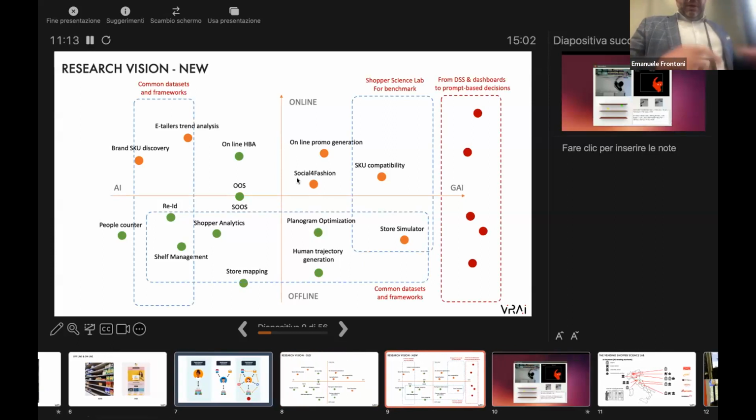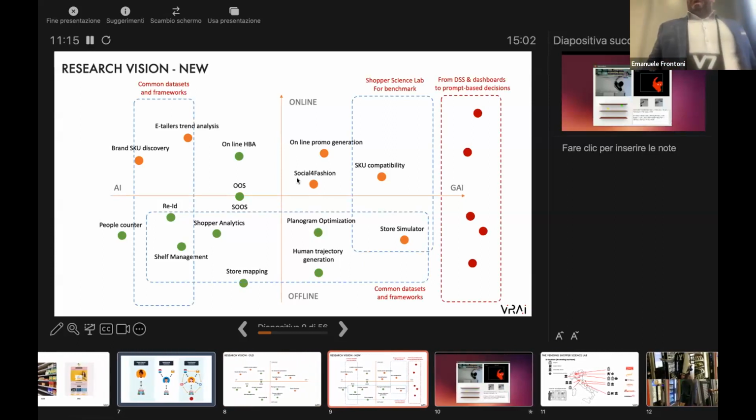So when we try to redefine a little bit what our future vision will be, this is what we are thinking about. You also see on the right part a long list of red dots. This long list of red dots has 3-4 main concepts. First of all, we want to design more and more common data sets and frameworks that really put together the online and offline concepts, data and algorithms to work with. And I will try to explain a little bit more.